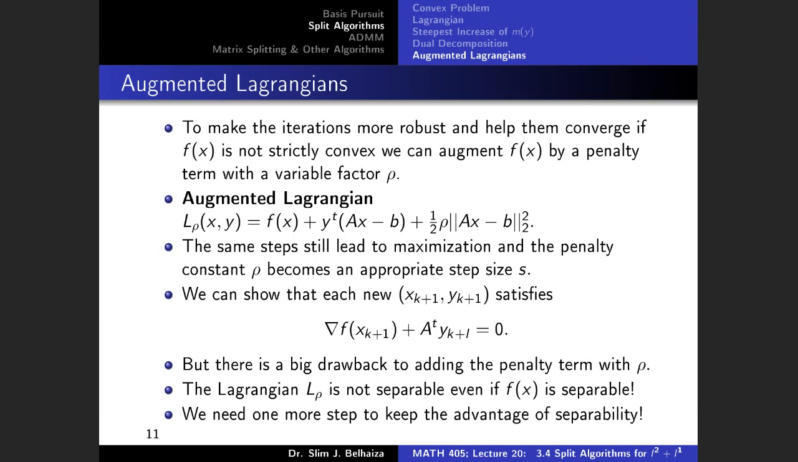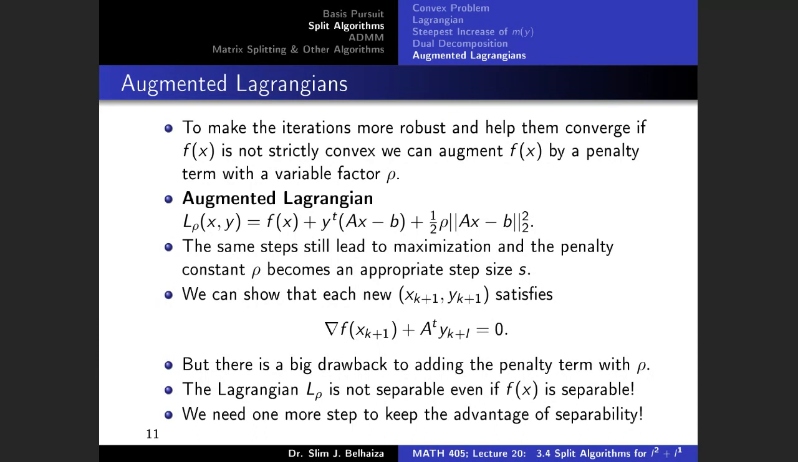If you remember, last time we ended with the augmented Lagrangian, and we said that one of the drawbacks is that when you add this penalty with the rho term, the Lagrangian L rho becomes not separable, even if f of x is separable. So we would need more steps to keep the advantage of separability.